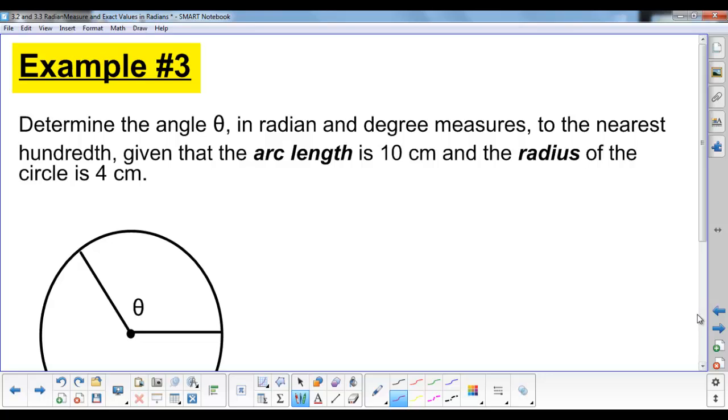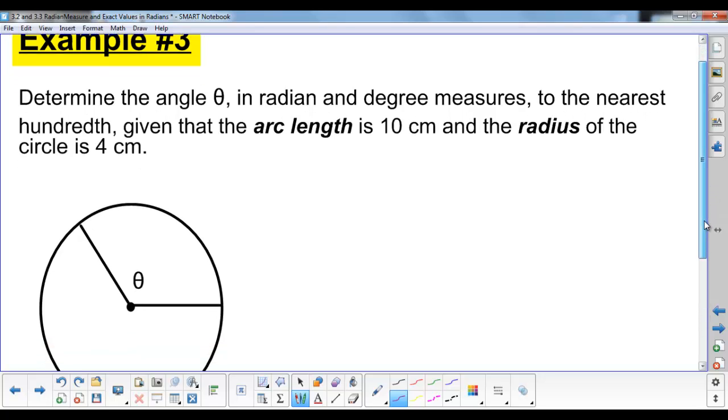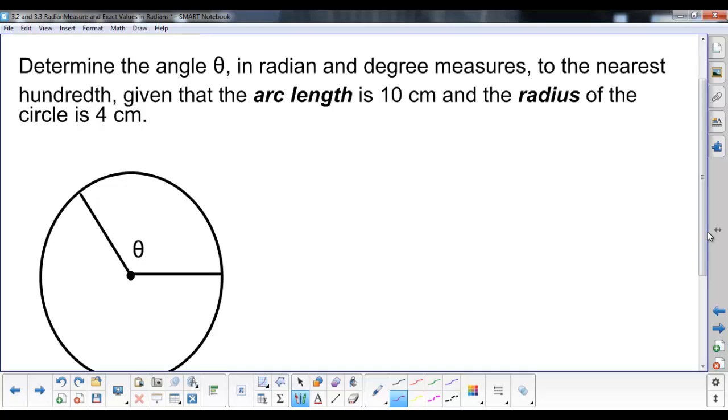Okay, so in this next example, we want to determine the angle theta in radian and in degree measures to the nearest hundredth. What we are told is that this arc length S, so I'll try my best to highlight here, this arc length S here is 10 centimeters, and we know that the radius of the circle is 4 centimeters.